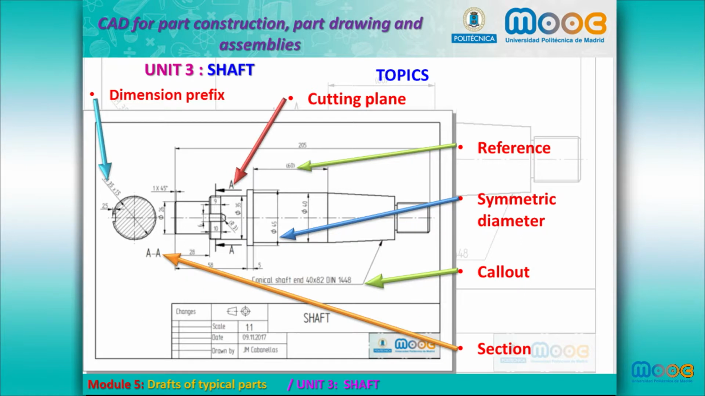In Unit 3, shaft, we are going to use the reference mode for dimension. Also, we are going to use section, dimension prefix for dimension edited, symmetric diameter as a very common tool, and the callout as a specific way of dimensioning to follow the indication of the normal, current standard.